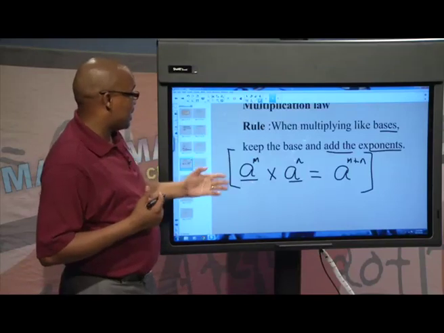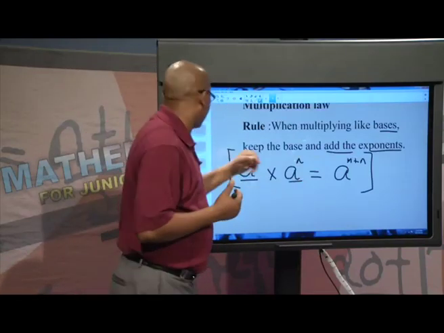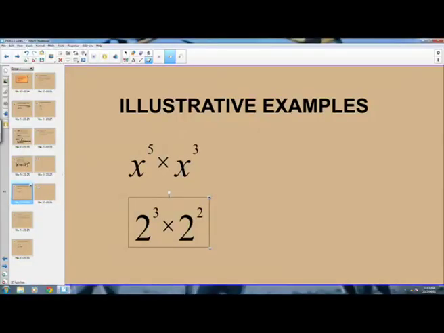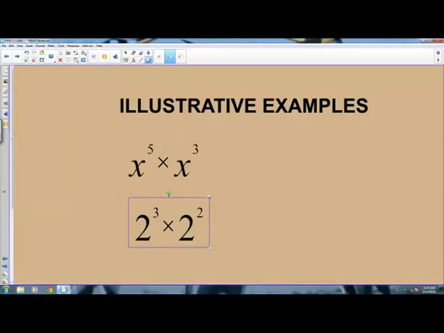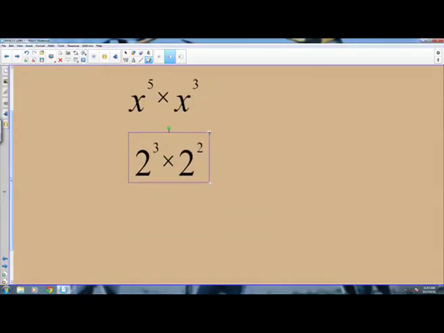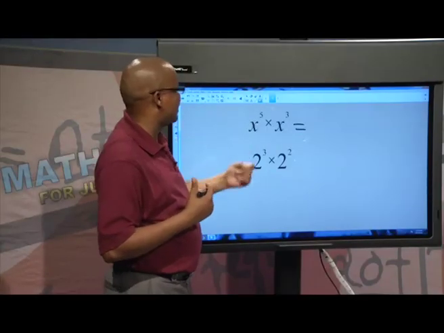Let us have a look at an example on how we can apply this law. Application of the multiplication law. Right. We have x to the power 5 times x to the power 3. How do we simplify it? The rule says when multiplying situations where the bases are the same, you keep the base and then add the powers.